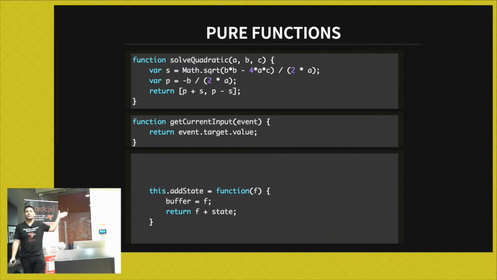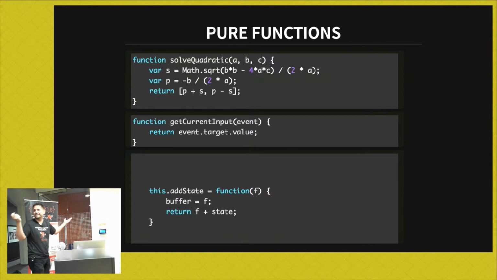As opposed to an impure function. This here is an impure function. We pass in a value, and the first thing we do is assign it to some kind of buffer somewhere in the environment. We don't know where it is. That means we're modifying something outside of the function. On top of that, we're reaching into the environment for a state. So if I pass this function the number 4, what's going to come out of it?